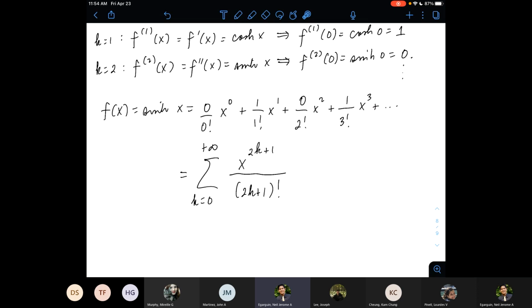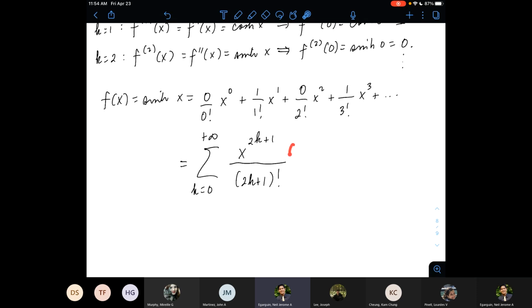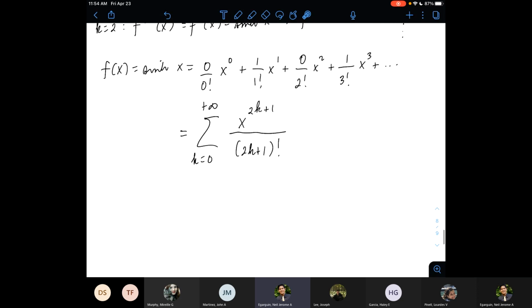And you see the uncanny resemblance of this with the basic sine function. The basic sine function will just have (-1) to the power k in front. But without that (-1) to the power k, you'll have the hyperbolic sine function. All right. So that's why we can also say that the hyperbolic sine function is an odd function, because its expansion only involves odd powers.